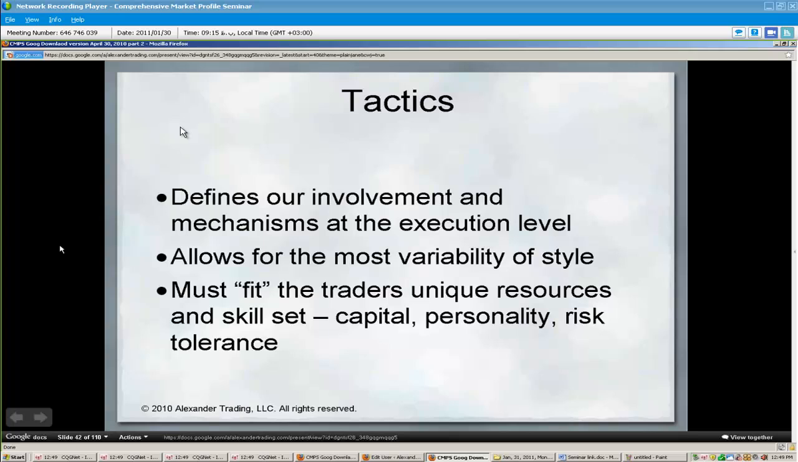Tactics. Now, we said that we can all agree on the base methodology, the underlying principles and concepts that we talked about yesterday. We can agree to a degree on strategy, but there's a lot of variability in strategy. Tactics defines our involvement individually at the execution level, and there will be more variability among us in tactics than in any of the other areas, such as the methodology or the strategy.